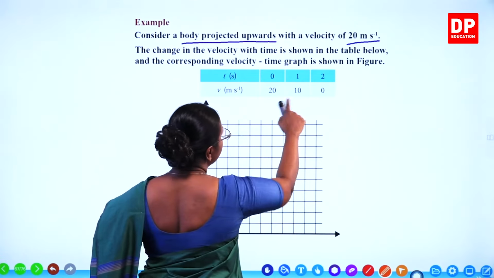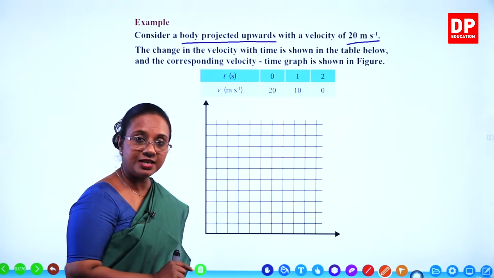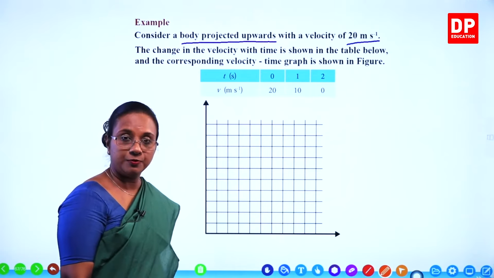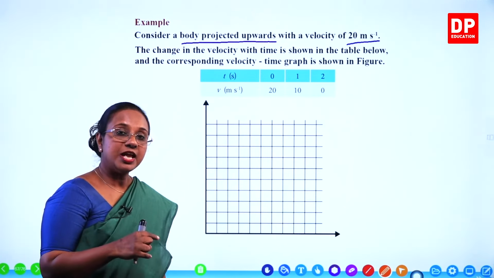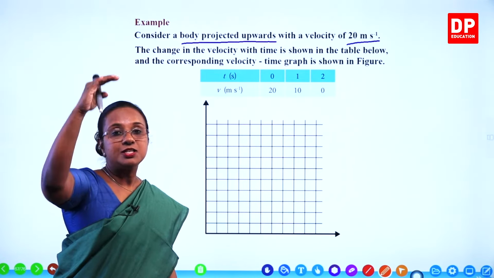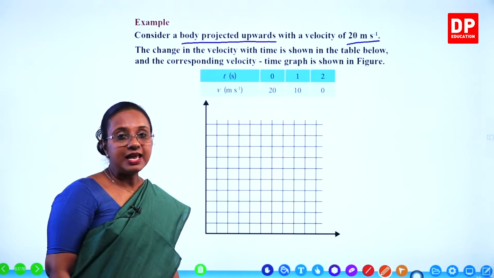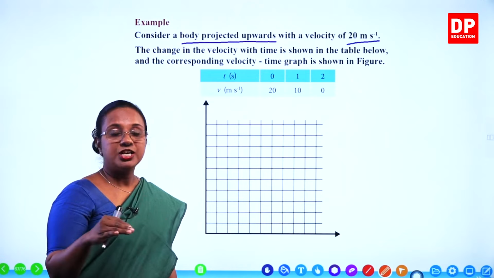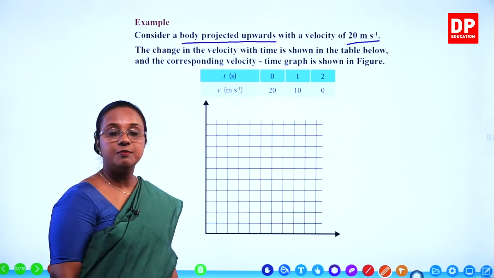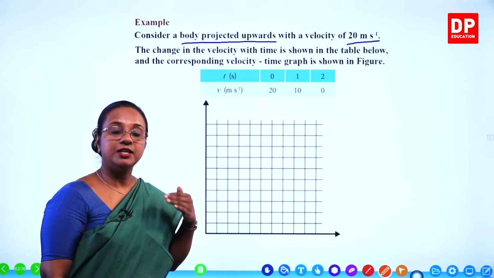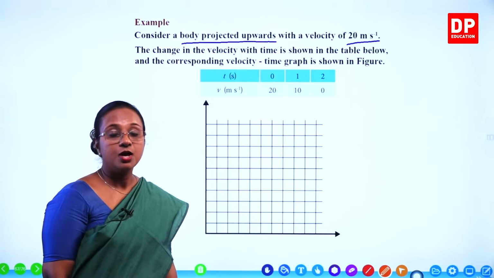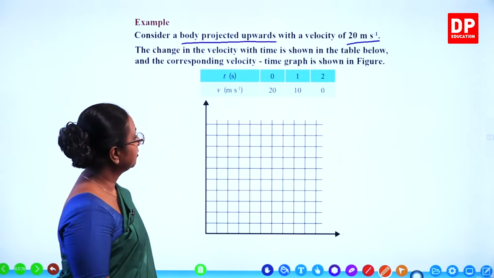Therefore, at the end of 1 second, the velocity becomes 10, and at the end of 2 seconds, the velocity has become 0. So the object will go up, the velocity will decrease, and it will reach a maximum height. And then, if we look at the motion thereafter, the object will fall down. But here we will only look at the movement of the object from the point it's projected upwards until it reaches the maximum height where the velocity becomes 0.